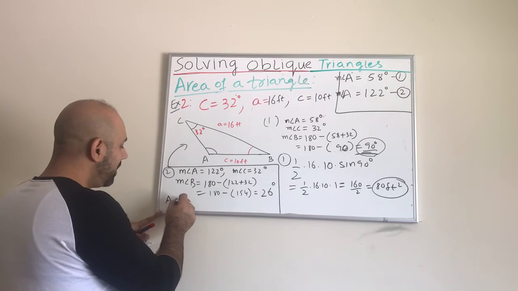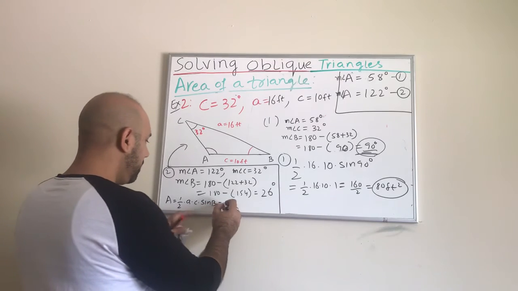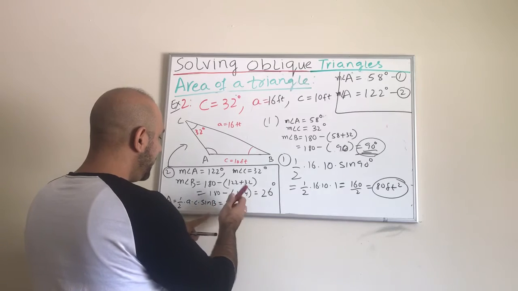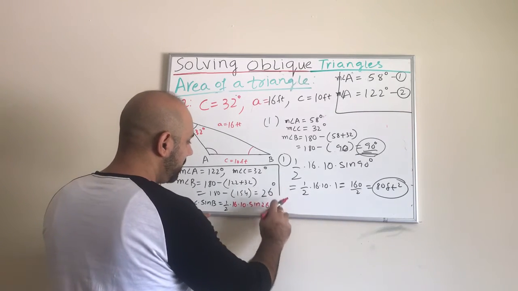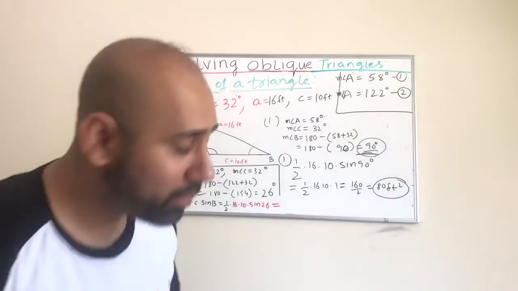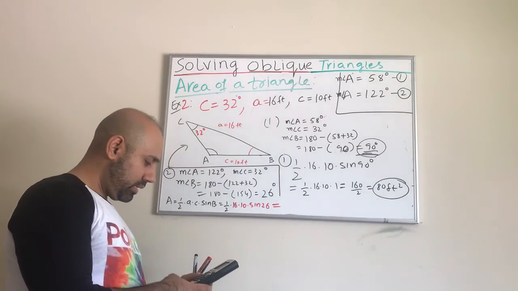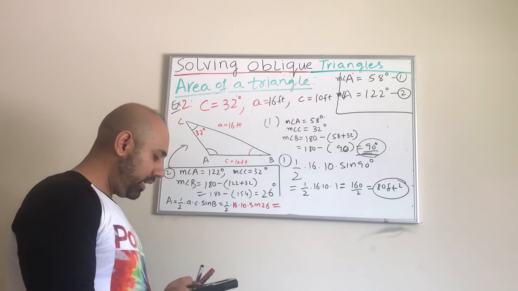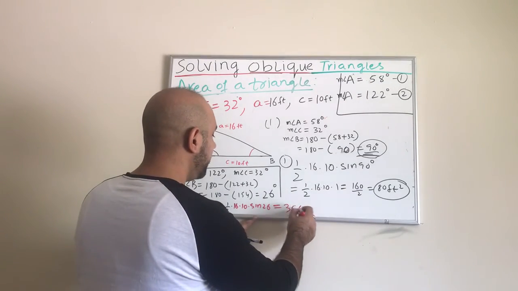Now the area is 1/2 of A times C times sine of B, which is 1/2 times 16 times 10 times sine of 26. Guys, sine of 26 is something that we cannot see on the unit circle, so I'm going to use my calculator again. So it is 80 times sine of 26, and what I got is 35. So the area of this other triangle is 35 feet squared.